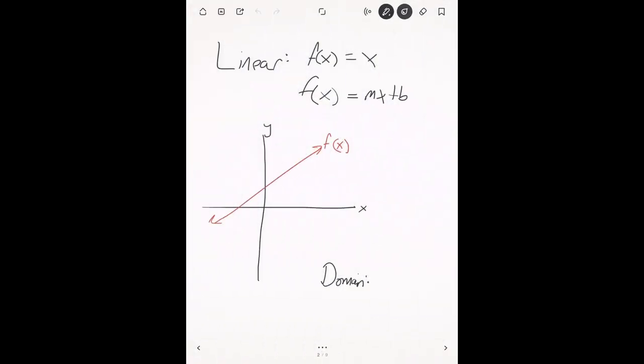Alright, we're starting off by talking about different types of functions. One of the main types of functions you always work with is the linear function. The linear function has two ways of thinking about the basic form. The basic form is really f of x equals x. That's the identity function, super basic, straightforward. It's got a slope of 1 and a y-intercept of 0.